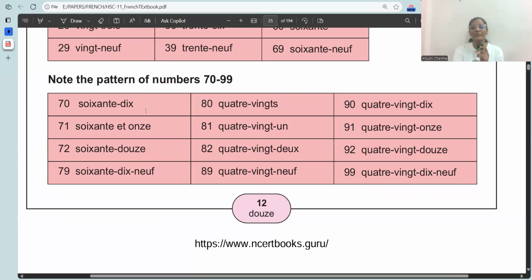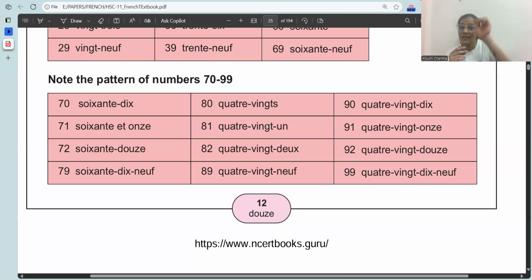For 80 we have quatre-vingts. Now what does this mean? Quatre means 4, vingt means 20, and there is an S given. It means 4 twenties. 4 twenties means 80. So 81 is again quatre-vingt-un. Here there is no et used. All the numbers prior to this, like 71, 61, 51, had et being used. Here there is no et being used. Please note this. Then 82, and so on till 89.